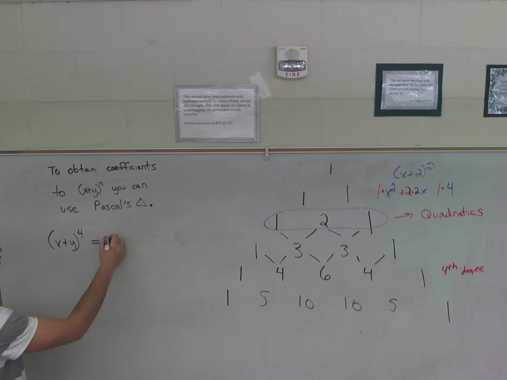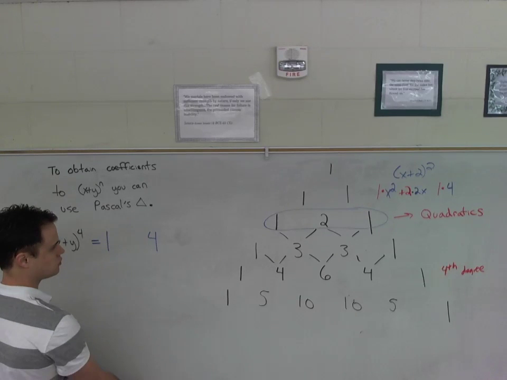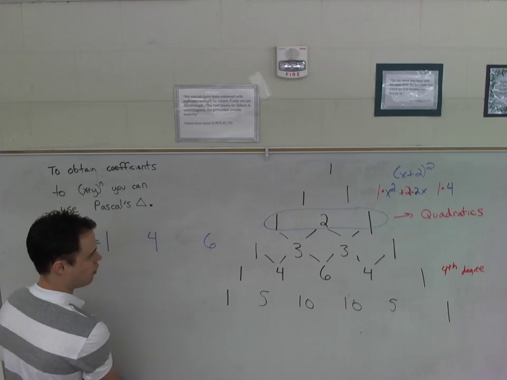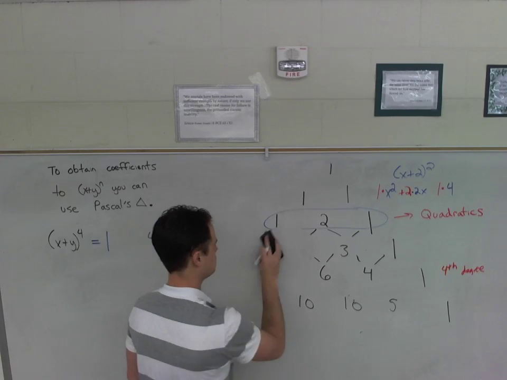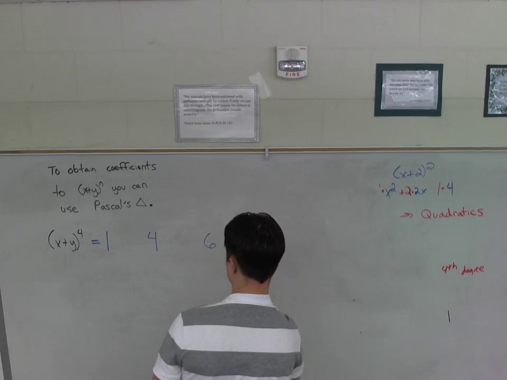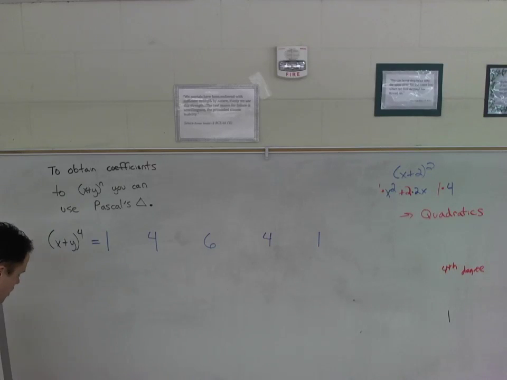All right, so for this, we're going to use that fourth row. So we're going to say the coefficients are 1 and 4. I'm going to have to erase it. And 6 and 4 and 1. Yeah? There's our coefficients. But you're saying, well, what about like the x's? How does that go? Well, it's really easy.